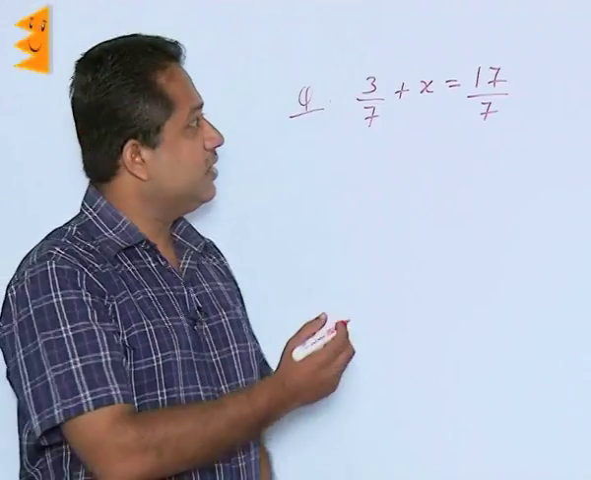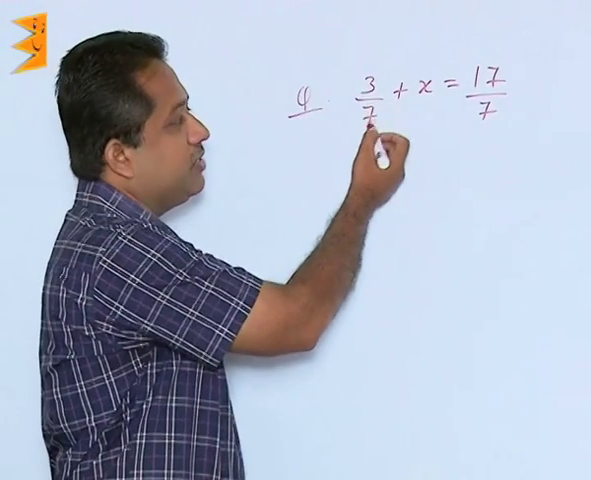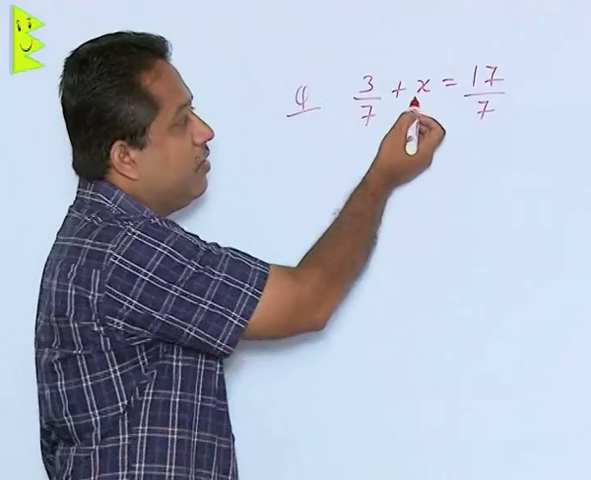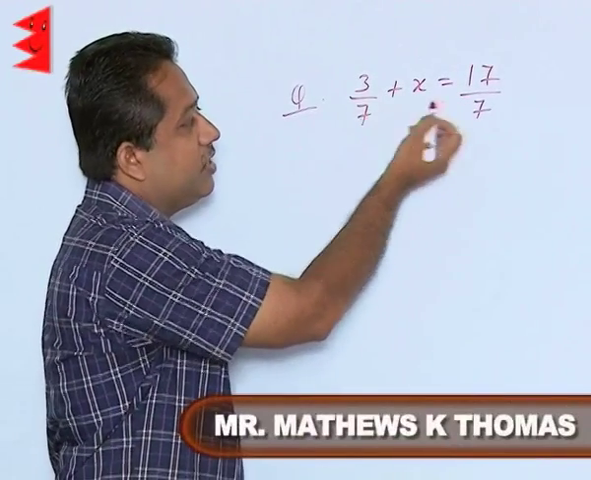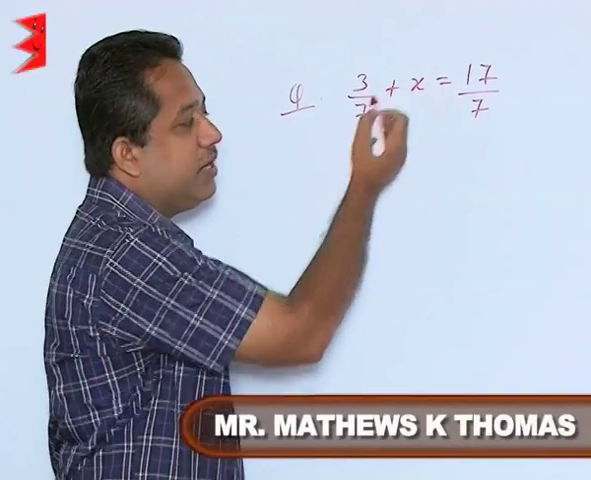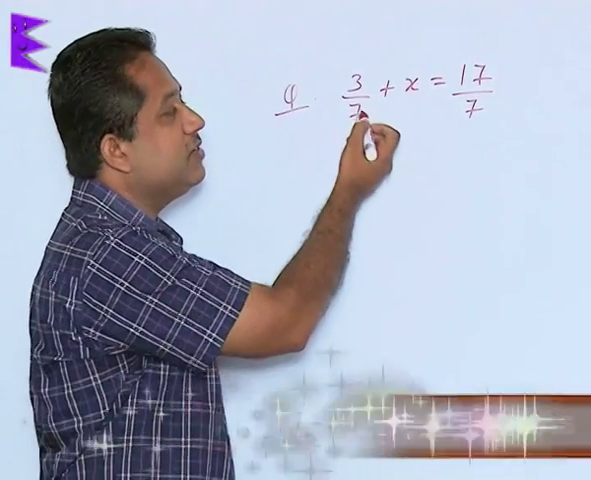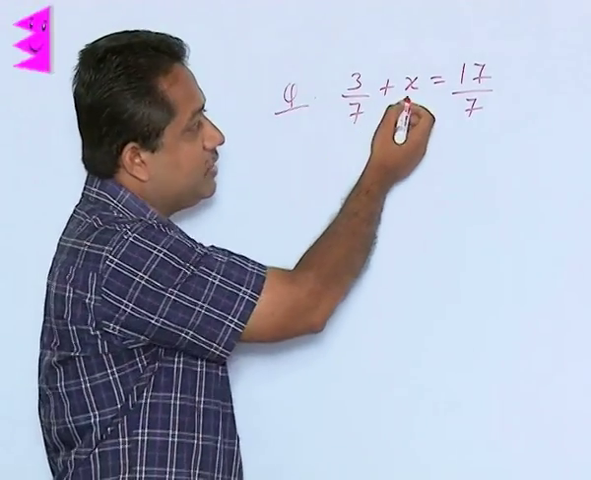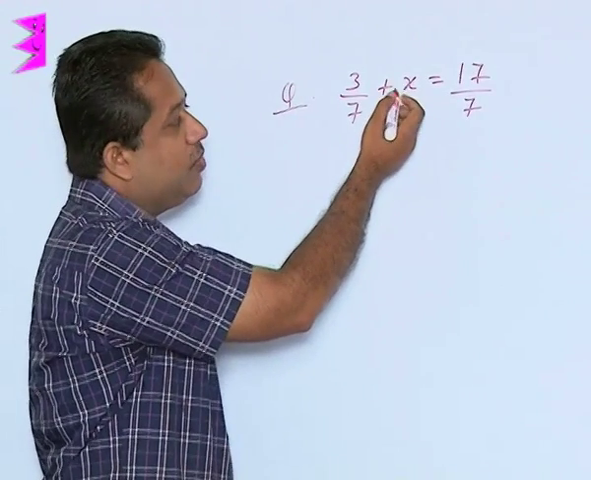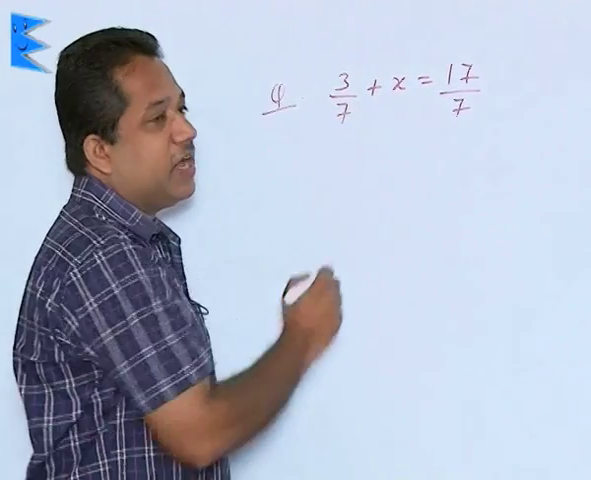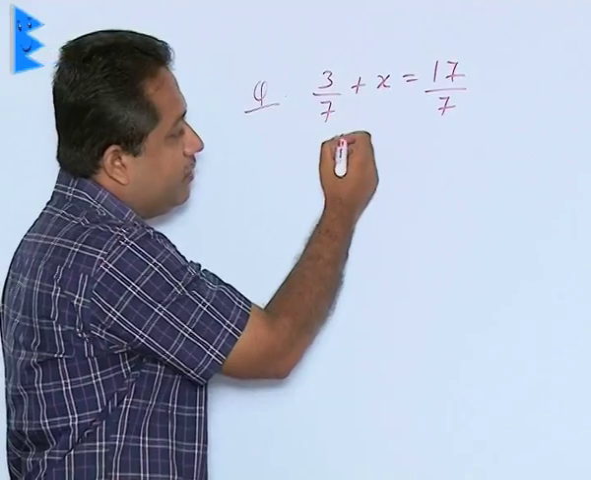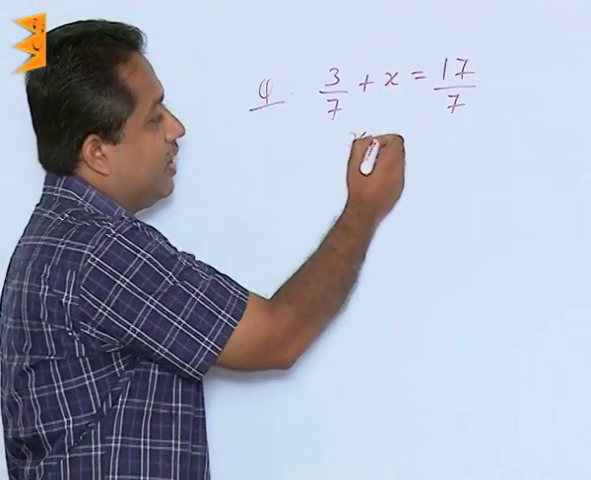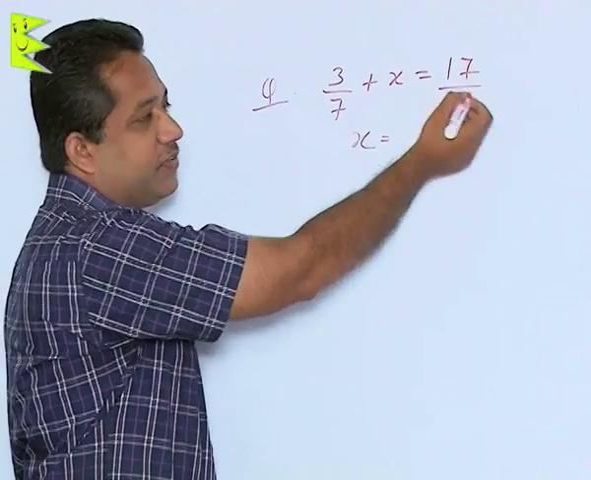Now, let us consider this question. 3 by 7 plus x is 17 upon 7. Here the variable is x, these are the constants, there is an equality sign in between indicating that this is a linear equation in one variable. So, it will have one definite answer. As told before, the value of x can be found out by keeping the variable on the left side. So, x will remain as x here, and this number we are going to shift to the other side.